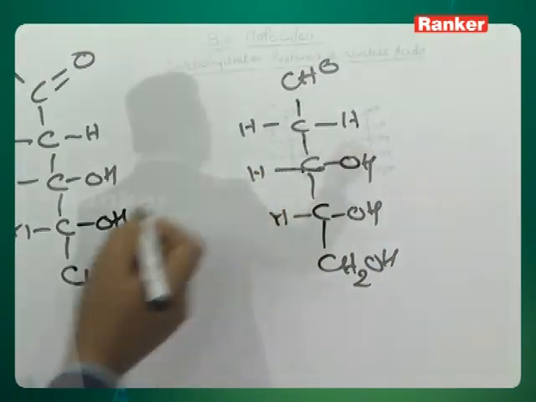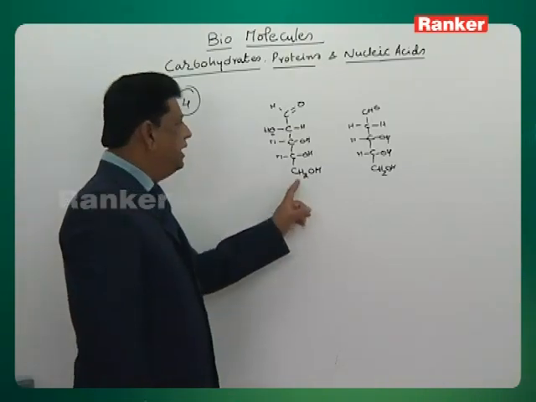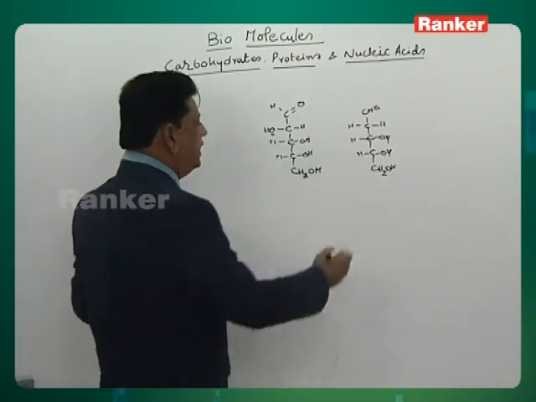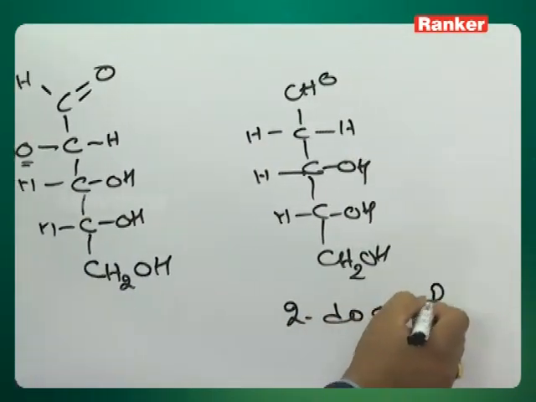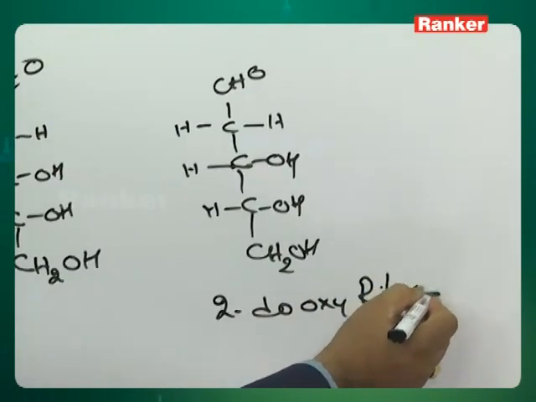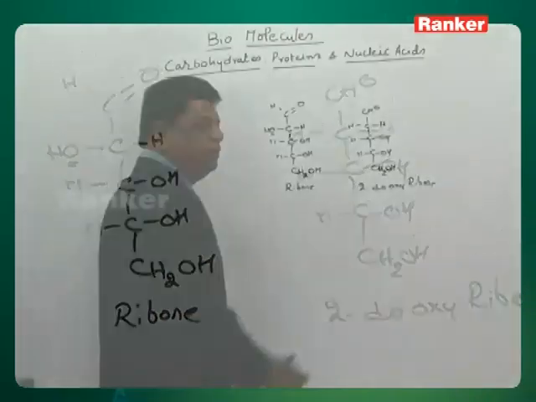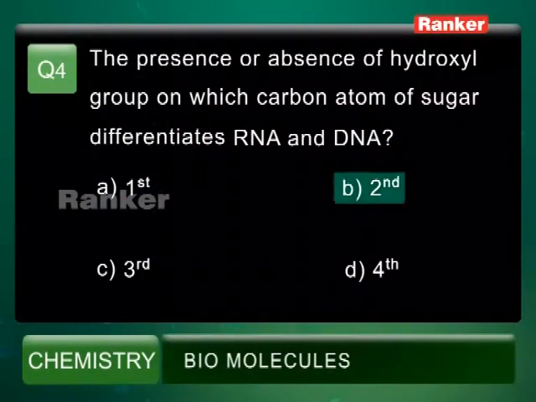So therefore, the difference between the sugar part of the RNA and the DNA is, this is a ribose, this is 2-deoxyribose. The original one is ribose. So the only difference is at the second carbon, and therefore the answer is B. Answer B is the right answer.